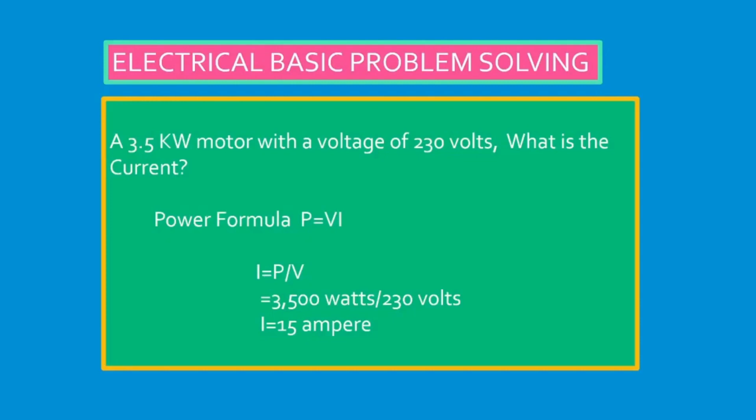This is the application of the formula that we discussed previously. Example, a 3.5 kilowatt motor with a voltage of 230 volts. What is the current? Power formula. P is equal to voltage times current. I is equal to P over V. 3,500 because we know that 1 kilowatt is 1,000 watts. So 3,500 watts over 230 volts. So the answer is 15 amperes.